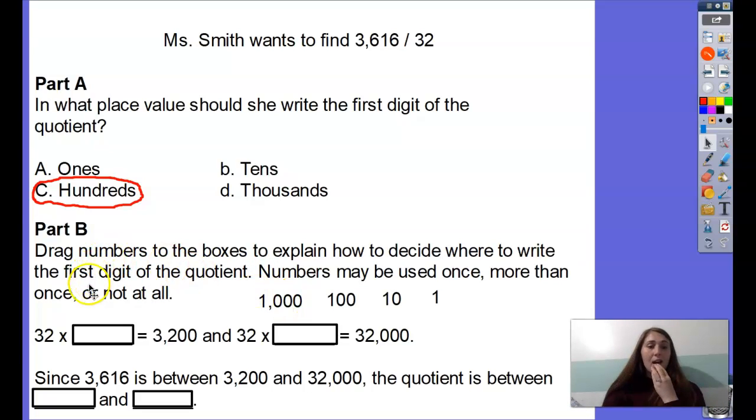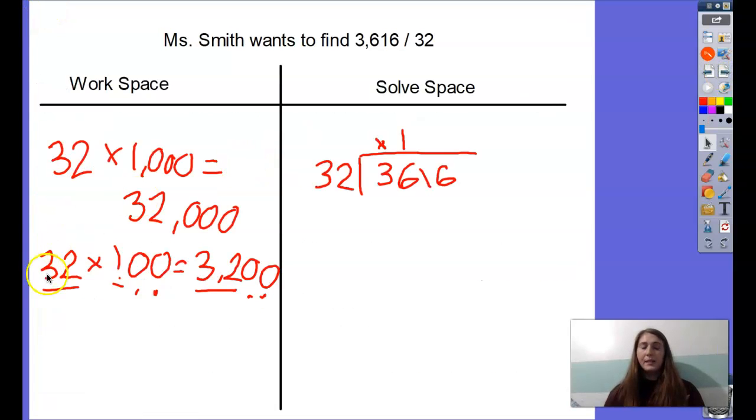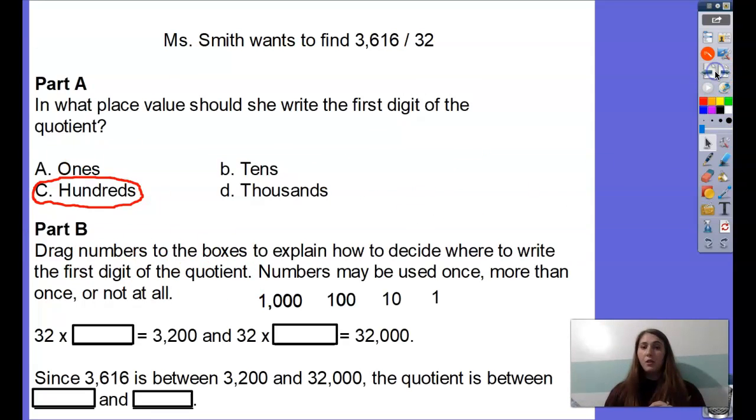Okay? So, when I look, I see that this says 32 times blank equals 3,200. So, what is that? Let's check our workspace to see if we can find our answer. If I look at my workspace, I see 32 times 100 equals 3,200. So I'm going to go back and I'm going to drag a 100.